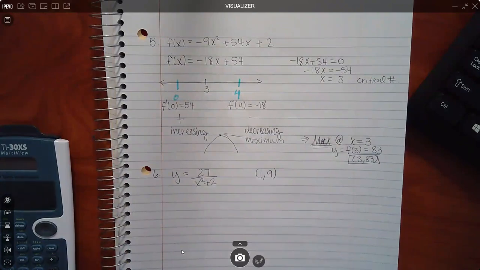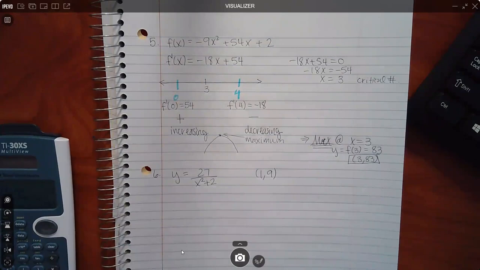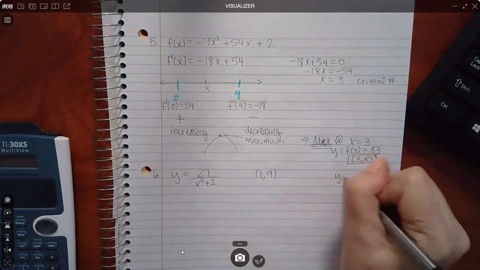So number 6 asked us for the tangent line. Does anybody remember the equation for the tangent line? Say it again. X plus what? There you go. I can't hear. I'm deaf. I went to too many concerts. Yeah, there you go. We want it to look like that at the end, right?